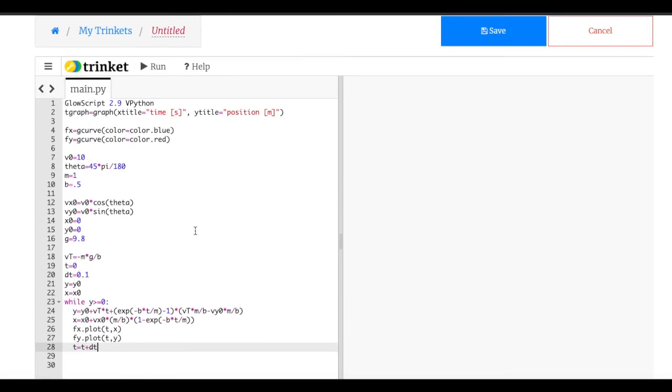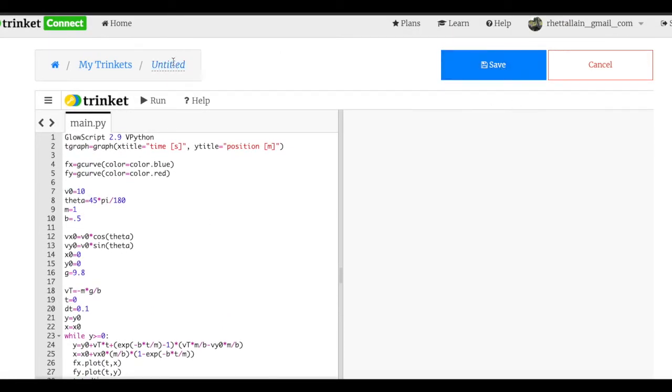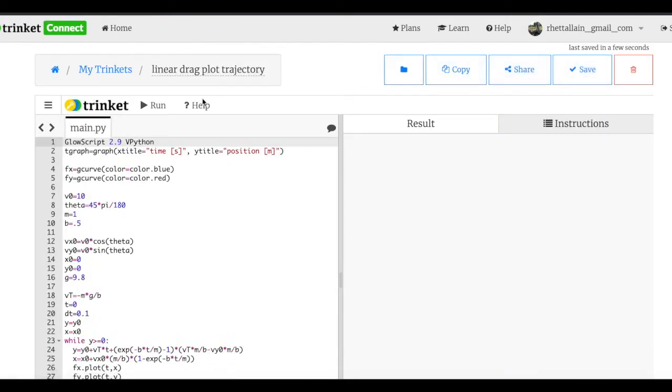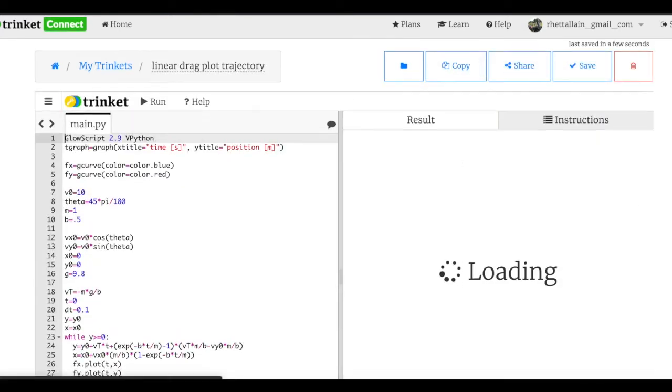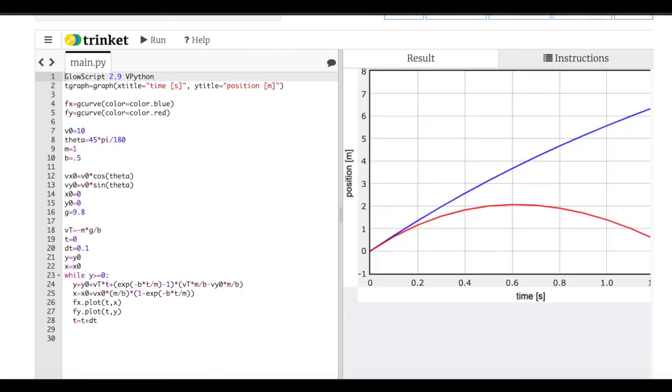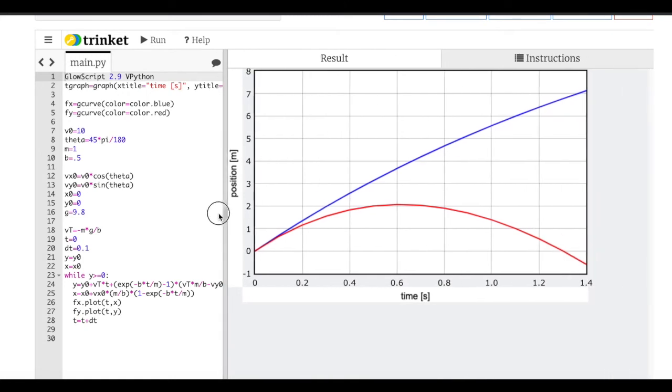Let's just see. I have a feeling that something bad happened. Let's see. Linear drag plot. Trajectory. Okay, are you ready for this? Let's do it. What? I think it worked. Yeah, so y comes up and back down, and then x keeps going up, but it does slow down. I like that a lot.